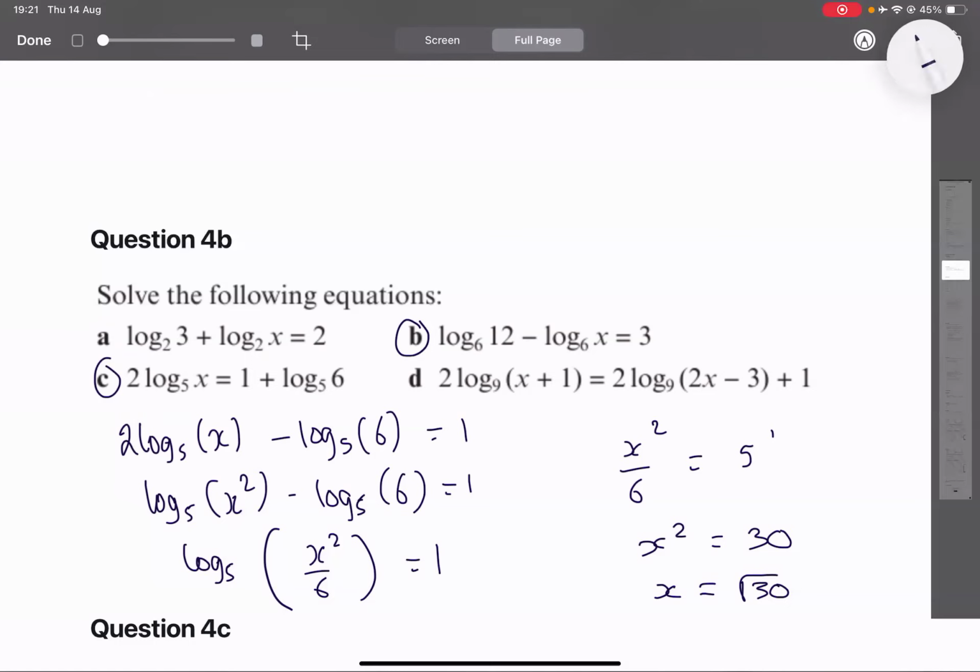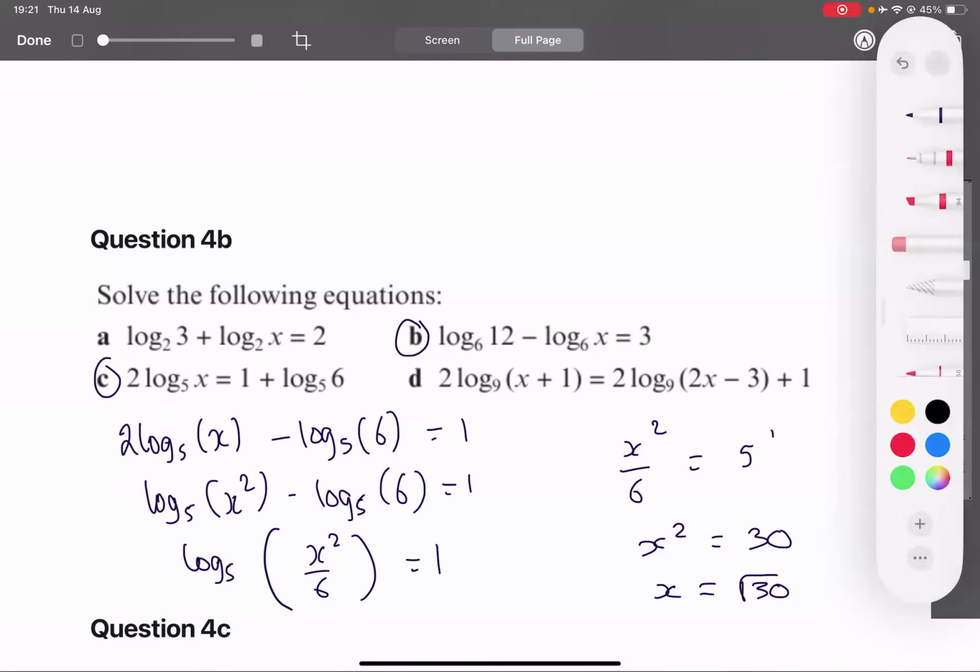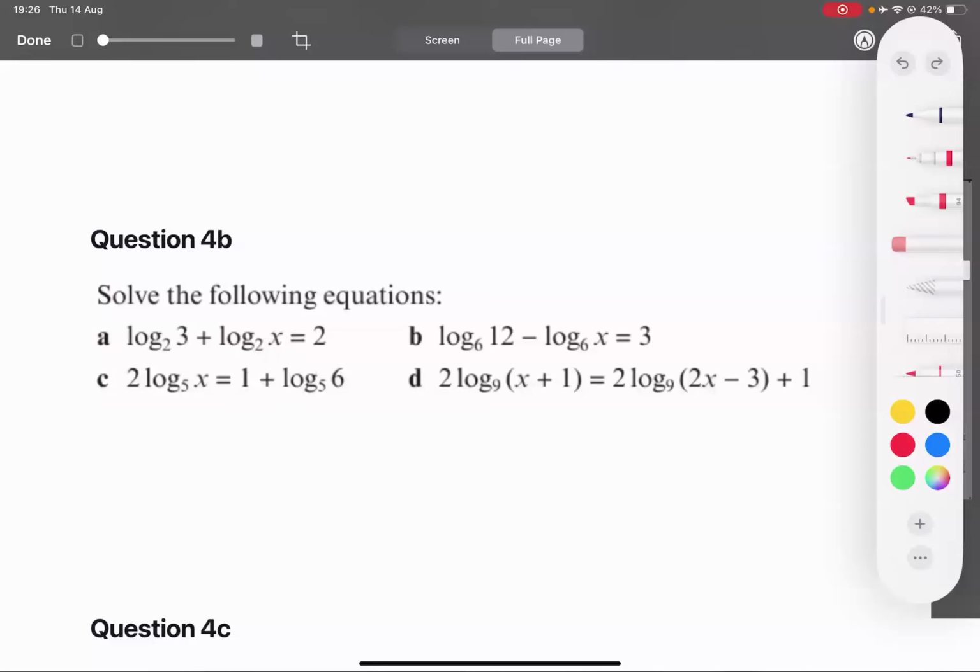Cool. Do you want to try D by yourself? Okay. So I'll keep that on the board so you can use it to help you. It's quite similar. Okay, cool. Talk me through the first step then. I divided both sides by 2. Okay, that works. So what did you get? Log 9 x plus 1 equals log 9 2x minus 3 plus 0.5. Okay, good. That works. That gets rid of the 2.